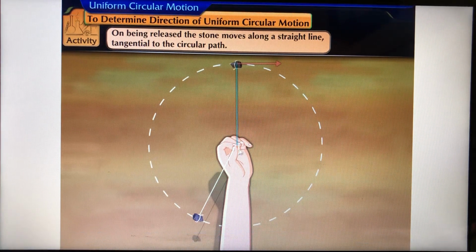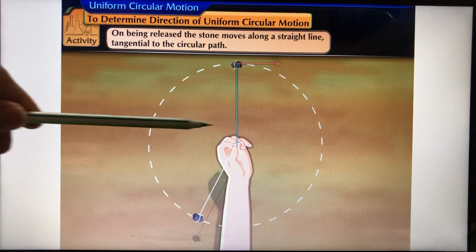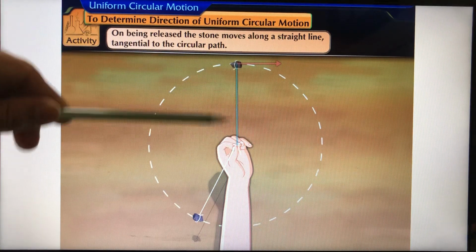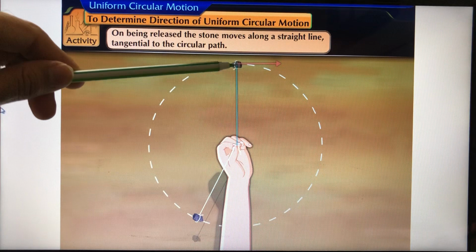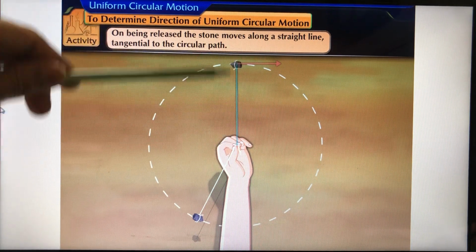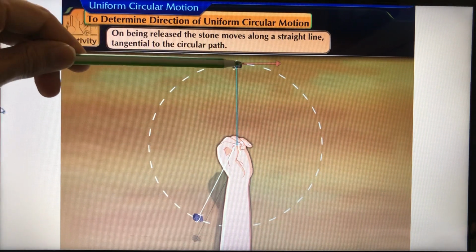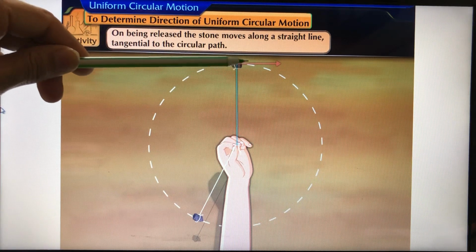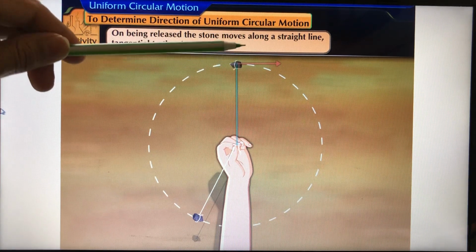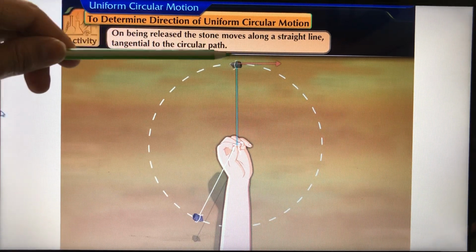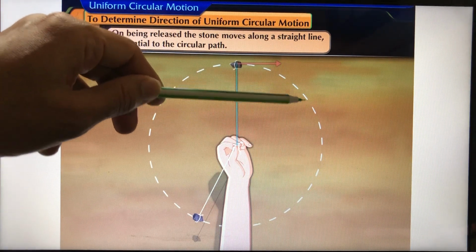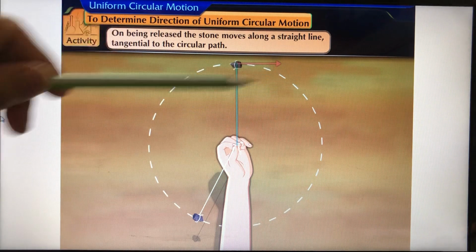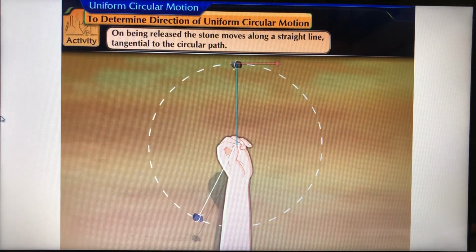This one is known as the center. This is nothing but the radius of the circle. So the stone always moves perpendicular to the radius. Perpendicular, so it is known as the tangent of the circle. So the stone always moves in a tangential direction. Suppose a radius comes here, then the stone goes in this direction. Why? Because it is perpendicular.